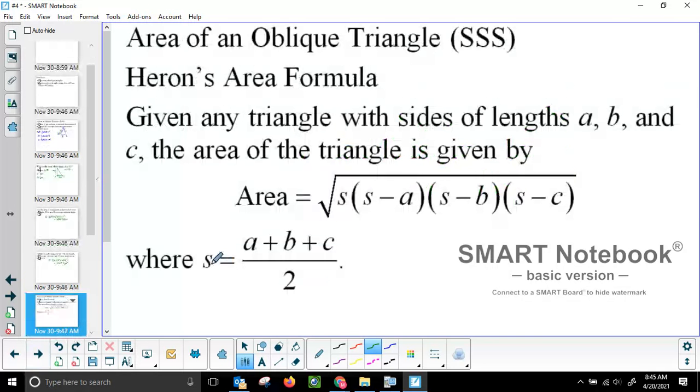Cool beans. All right. So we can also find the area of an oblique triangle given just all three sides. If we don't know any of the angles at all, that's okay. We can do it using what's called Heron's formula. It says given any triangle with sides of lengths A, B, and C, the area of the triangle is given by the square root of S times S minus A times S minus B times S minus C, where S is equal to A plus B plus C divided by 2.